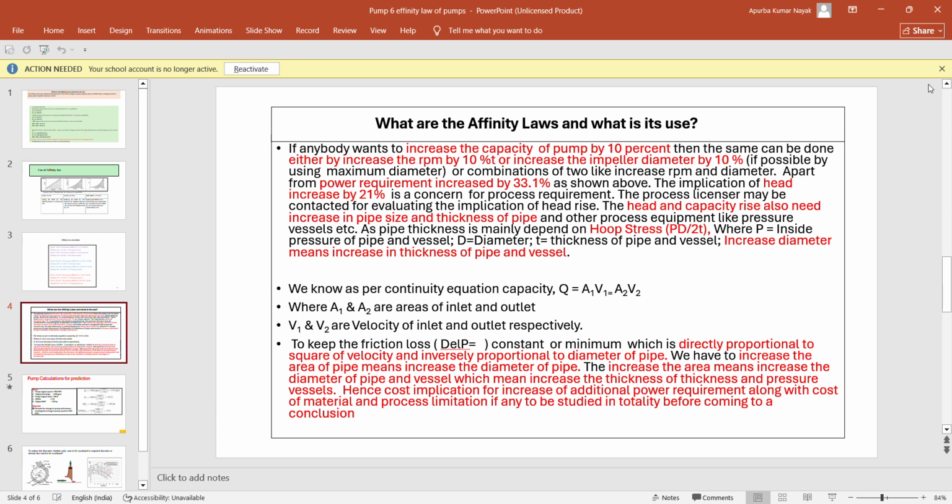Thickness of the pipe increase means your cost implication will be there. Very good, big cost implication will be there. Similarly, for power also you have seen the power requirement will increase by 33%. So it is not only the capacity, you have to think in totality. Your air requirement, your material requirement will come because your diameter has increased, thickness will increase, so material cost will increase, and at the same time the power requirement will also increase. So before taking a decision, you have to always deliberate it in totality.